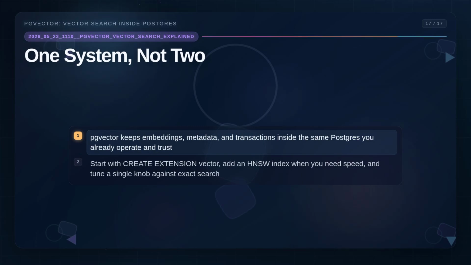Let us bring it home. The promise at the start of this video was that for many projects, you do not need a separate vector database, and now you have seen exactly why. pgvector keeps your embeddings in the same Postgres that already holds your rows, enforces your constraints, and runs your transactions. That means one system to operate and back up instead of two. The same permissions and the same consistent snapshot apply to every query. Your similarity search composes with your ordinary filters and joins because it is all just SQL.